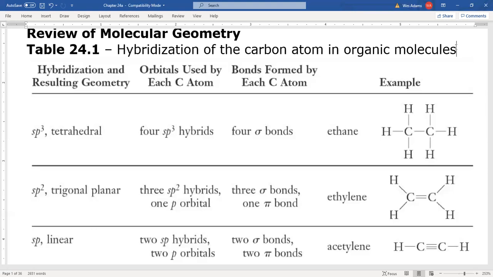sp molecules are linear, has 2 sp hybrids and 2 p orbitals that weren't hybridized. So it's got 2 sigma bonds and 2 pi bonds. A triple bond represents a sigma and 2 different pi bonds. You get a linear molecule like acetylene. So now I don't have enough hydrogens even for that double bond situation, so I'm going to need a triple bond to satisfy the octet rule. And you have to practice being able to draw these, and we'll work through some of that.